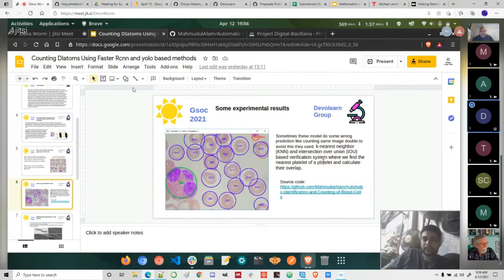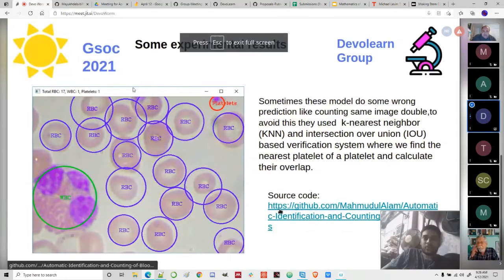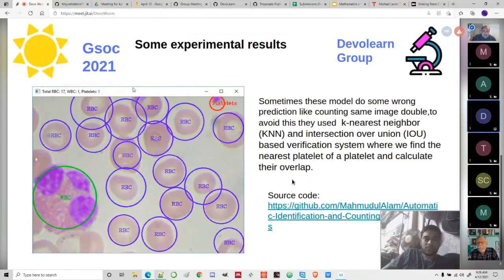Yeah. So that one is okay. Sometimes these models make wrong predictions, like overlapping. To avoid this, use K nearest neighbor and intersection over union-based verification. So this is a verification system for finding the overlap between two.